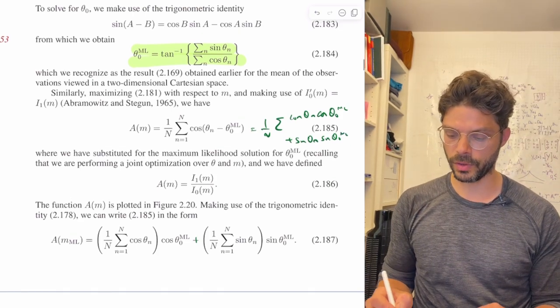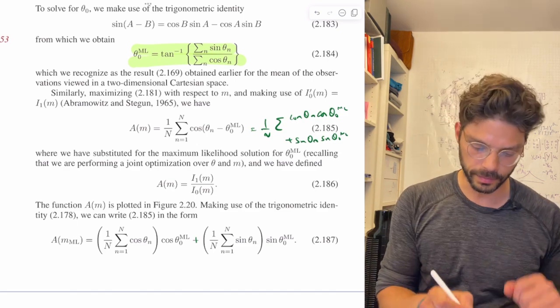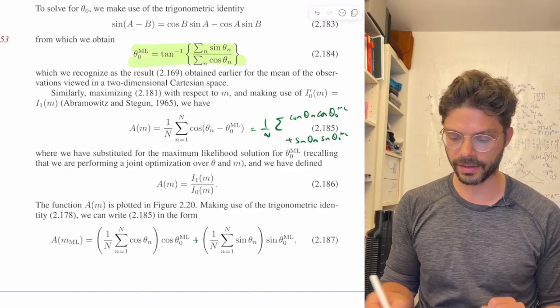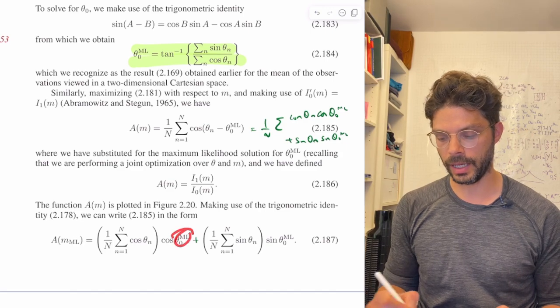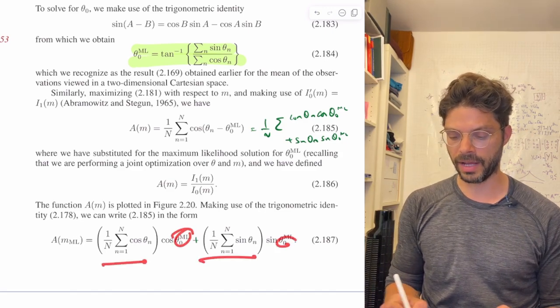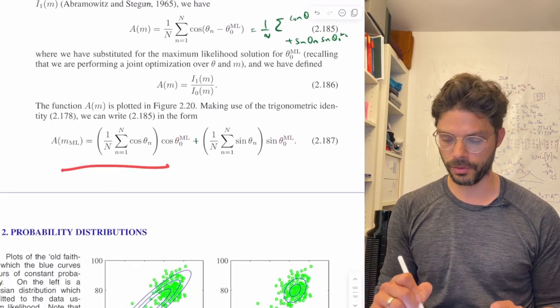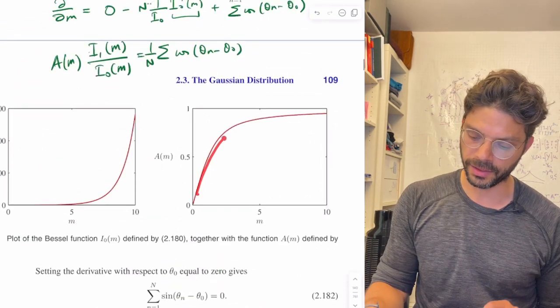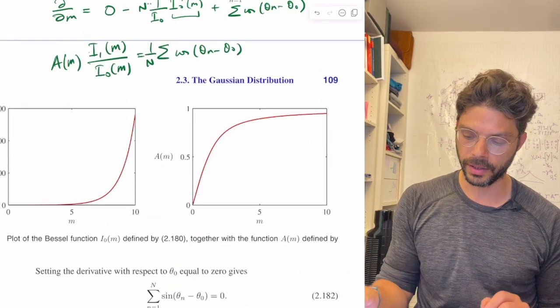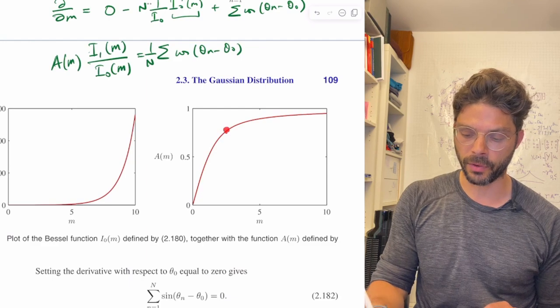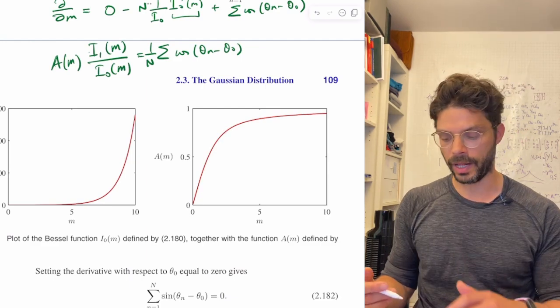Okay, so essentially the point of all of this is that you've actually already figured out what theta naught ML is, so you plug that in. You already have the average of these points, and then you're not going to get a closed form solution for this. So you just go and look at this plot and you figure out, okay, what value of m corresponds to the empirical value that you need to compute.